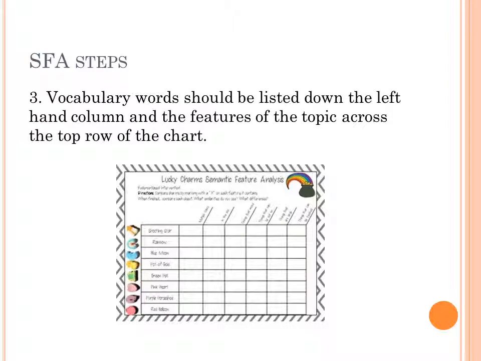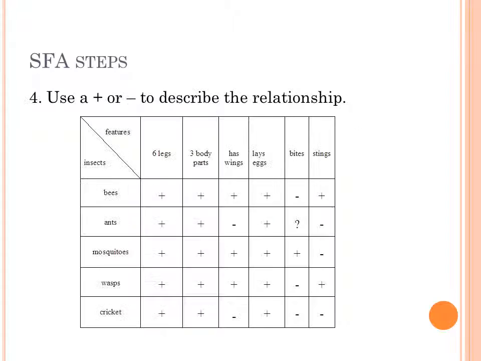As you can see in this example, the vocabulary words are listed down the left-hand column, and the features of the topic are listed across the top row of the chart. Last, you will have students place a plus sign in the matrix when a vocabulary word aligns with a particular feature of the topic. If the word does not align, students may put a minus in the grid. If students are unable to determine a relationship, they may leave it blank or put a question mark.